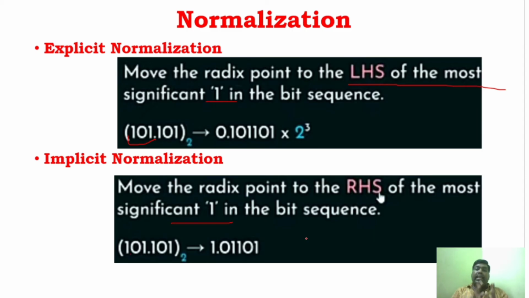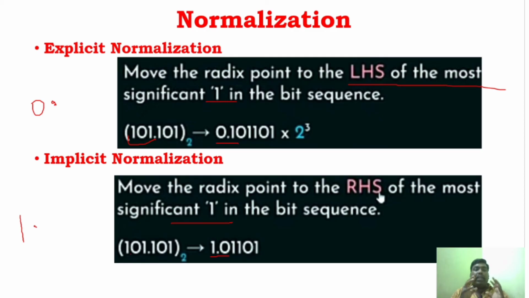And now you can understand that explicit normalization will always start with 0 point, right? And implicit normalization always starts with 1 point, correct? You can see here, it starts with 0 here and it starts with 1 here. Any number, because we are going to place the decimal point to the left of the MSB, which must be 1, correct? So any explicit normalization will start with 0 point, and similarly here, it starts with 1 point, right?